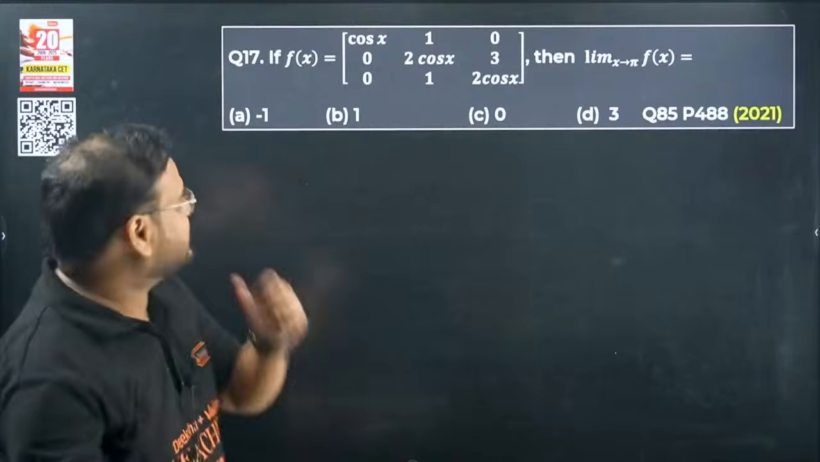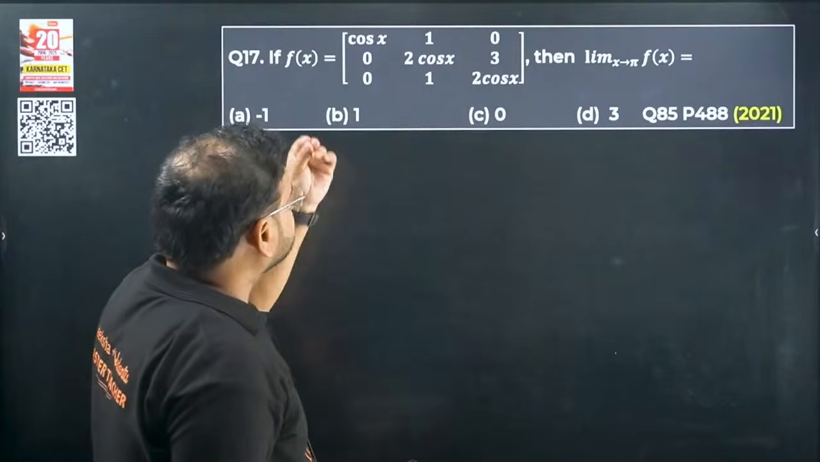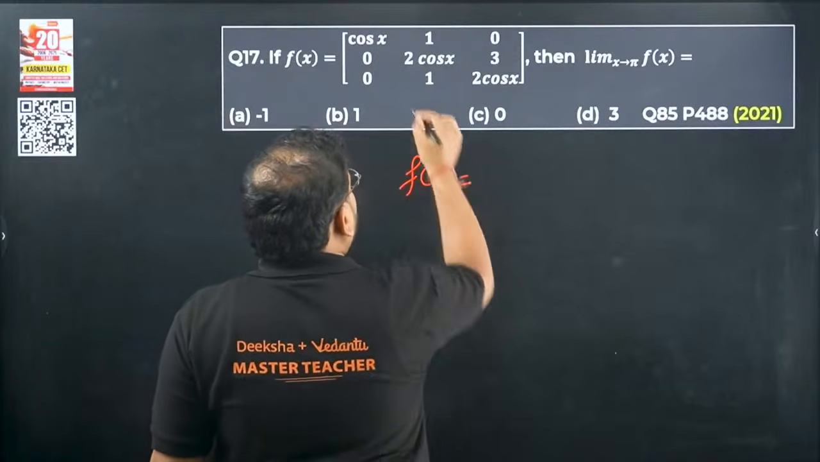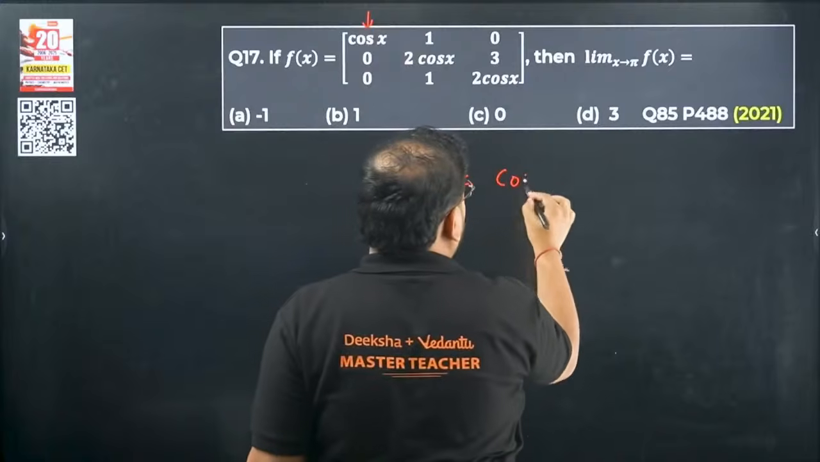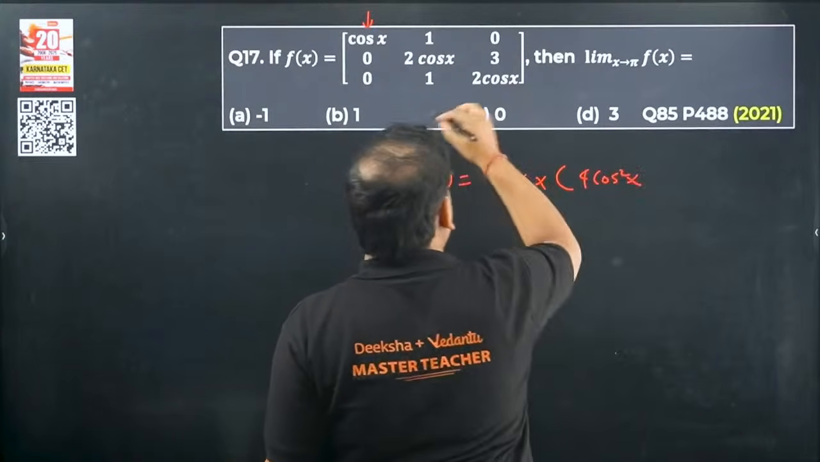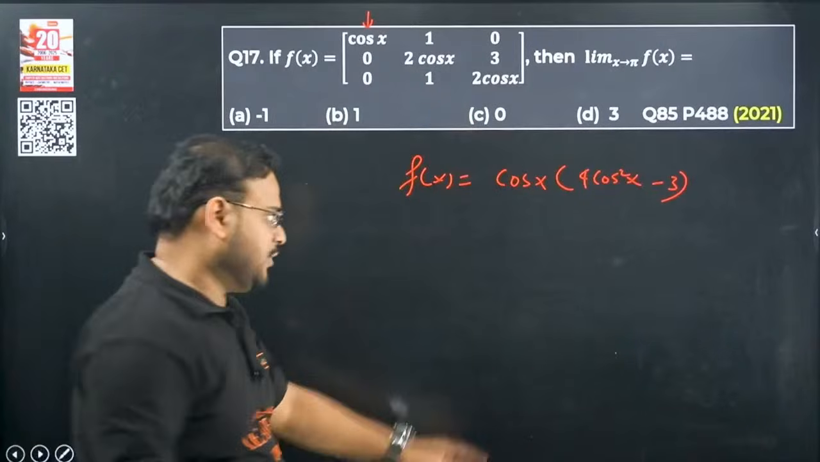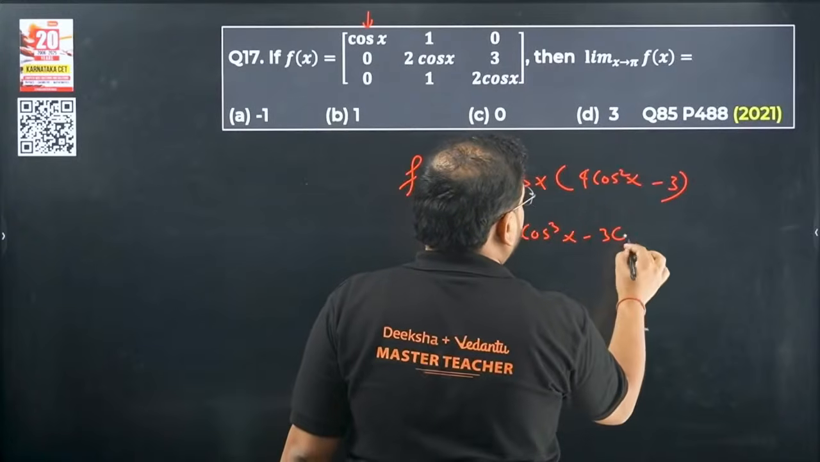Okay, let's solve question number 17 now from page 488. Limit of this function f(x). First find the function f(x). The first column will work because the other two terms are 0. So we'll get here cos x times (4 cos square x minus 3). Solve it now: 4 cos cube x minus 3 cos x.